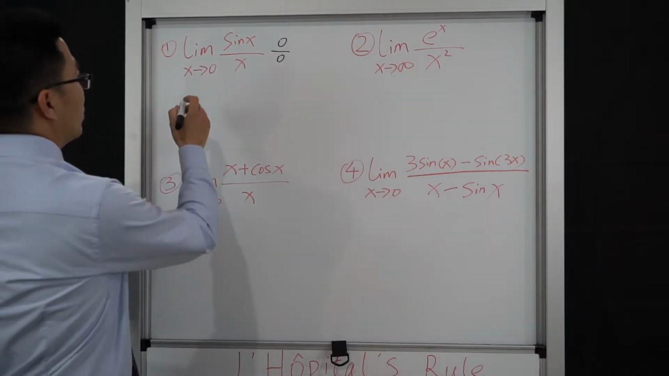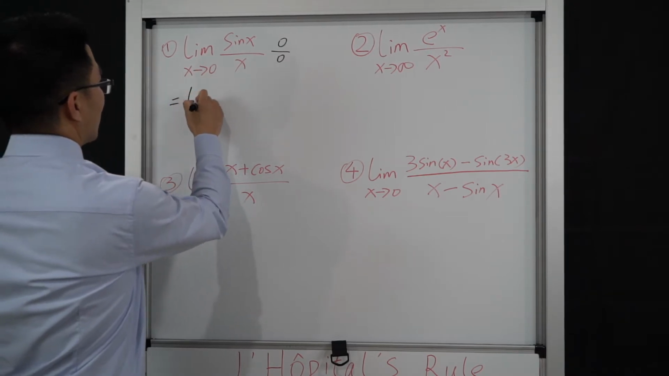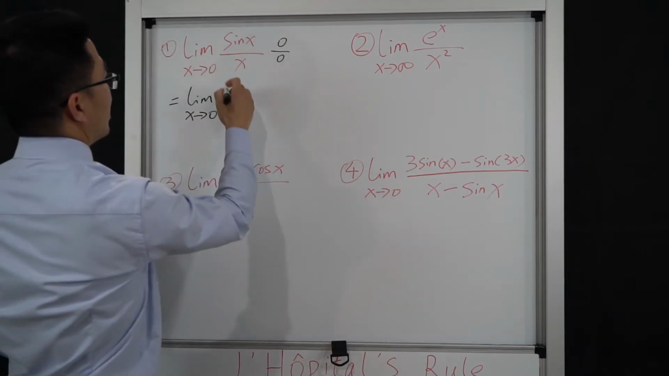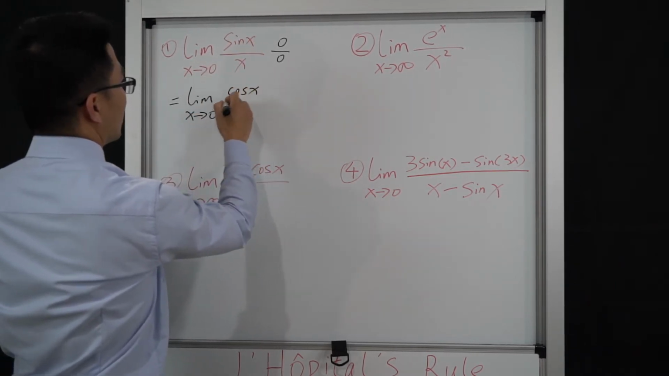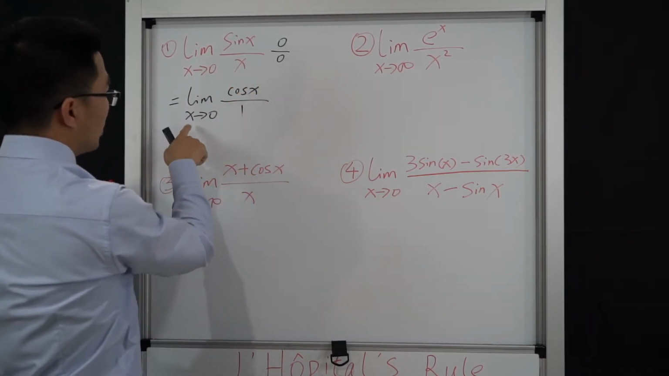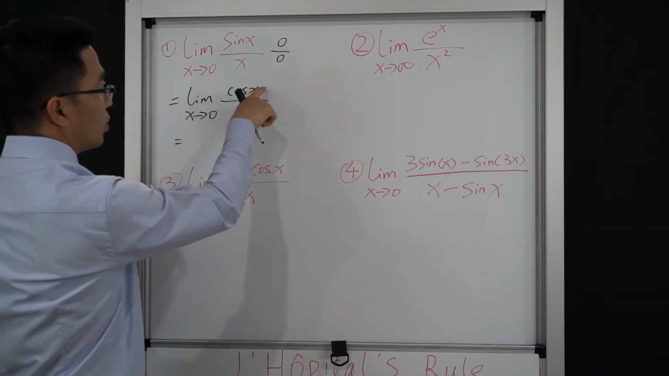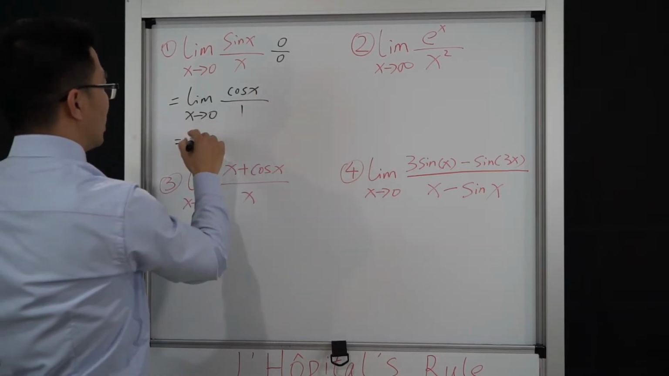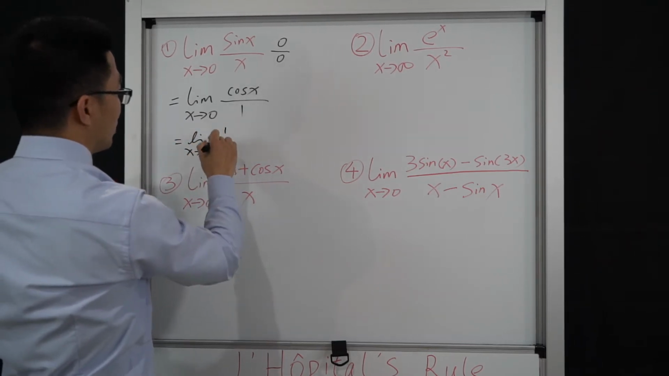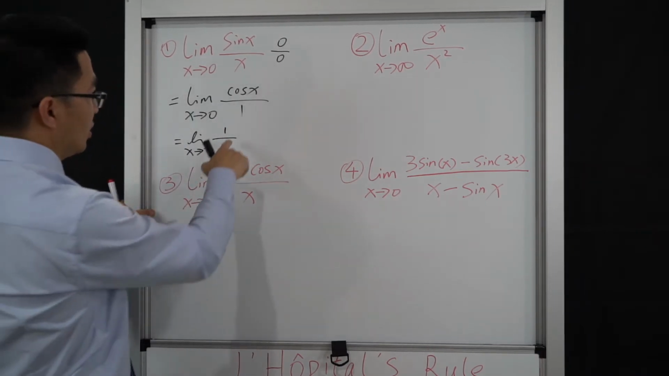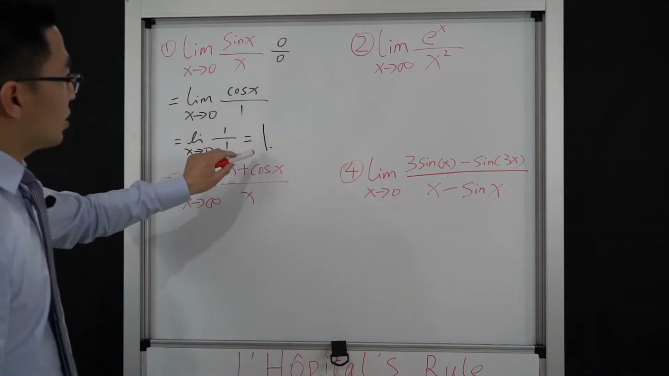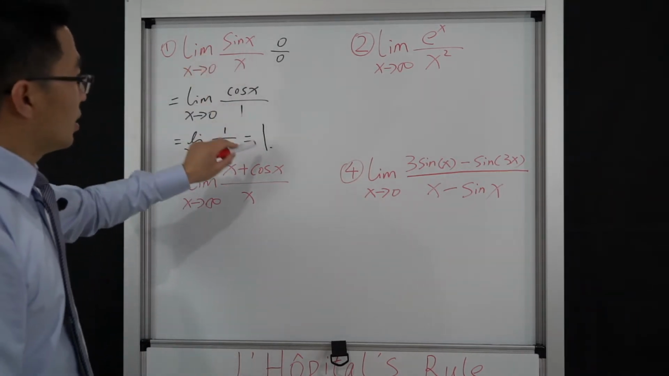Under L'Hopital's rule, this is equal to the limit as x goes to 0 of the derivative of sin x, which is cos x, over the derivative of x, which is 1. When x goes to 0, cos x equals 1. So the limit is 1 over 1, which is 1. Finally, the limit of sin x divided by x is 1.